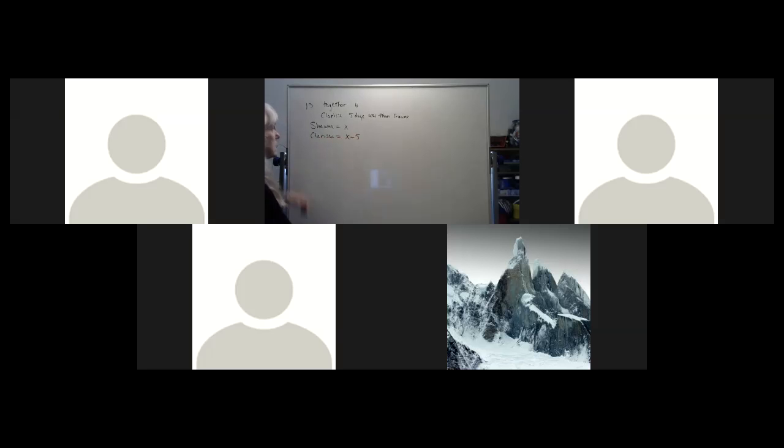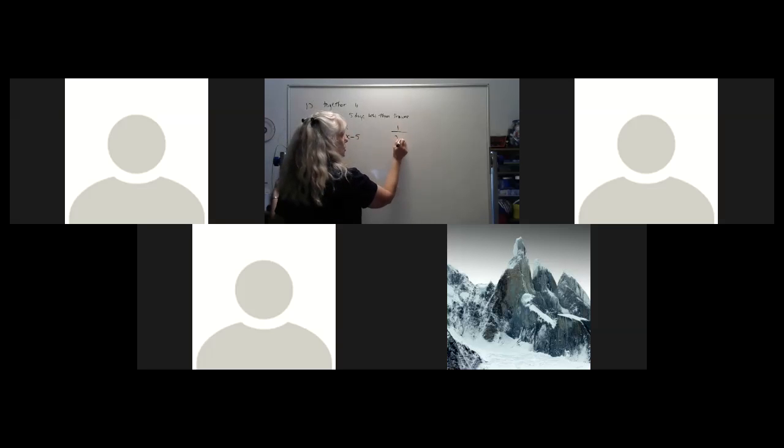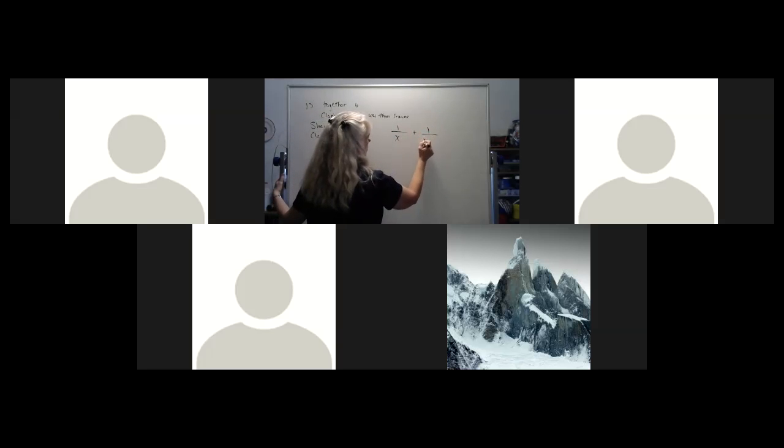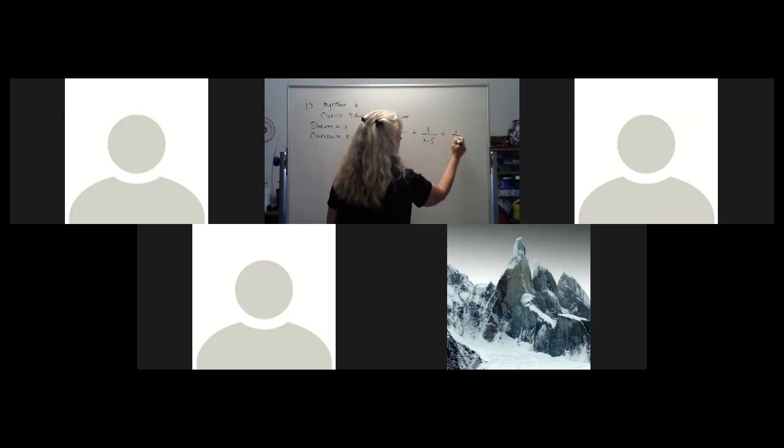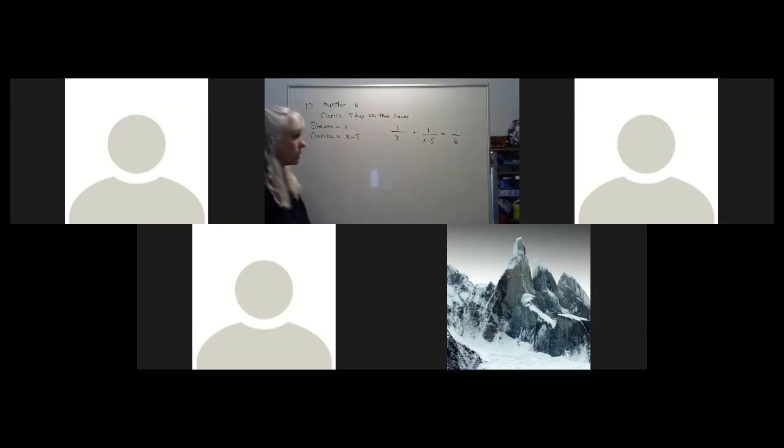And I think we have everything we need now. We know how long it took them together. We know how long each of them take. We can write our equation. So we'll do 1 over the first person's time, which is x, plus 1 over x minus 5. That's the second person's time. And that's equal to 1 over 6, the time working together. And there's your equation. Any comments or questions about it up to that point? And can you handle it from that point? So do you know what to do next?